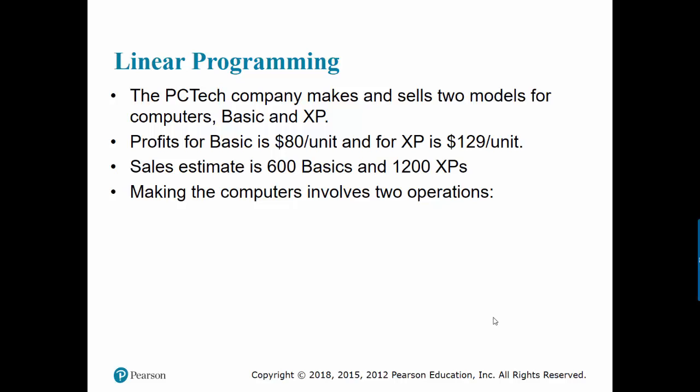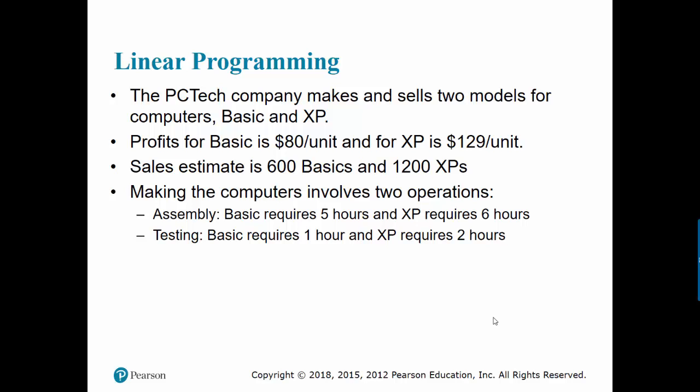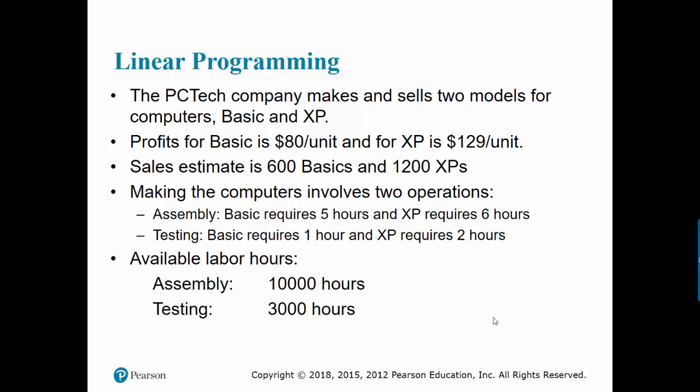Then there are some resources needed to make the computers, and there are two operations. You have assembly. Assembly requires 5 hours of labor for each Basic and 6 hours for the XP model. Then you have a second operation, testing. Testing Basic requires 1 hour and XP requires 2 hours. These two resources are available in limited quantity. You have 10,000 hours allocated for assembly and 3,000 hours available for testing. So this is the broad understanding of what the problem is.